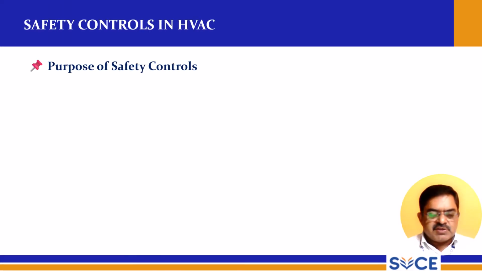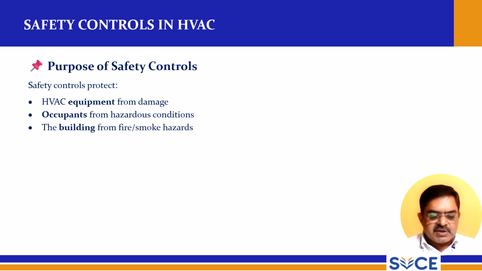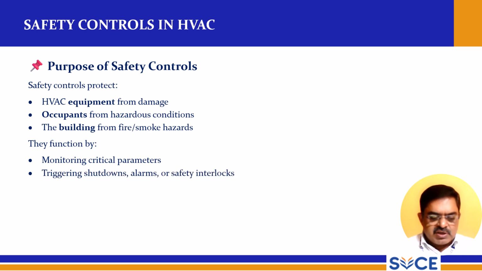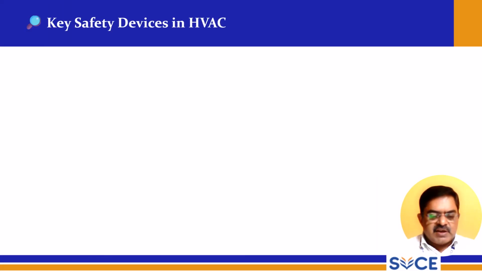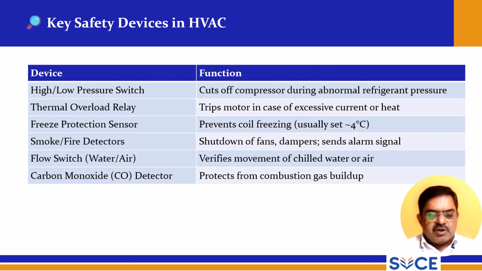Safety controls in HVAC system. Purpose of safety controls: safety controls protect HVAC equipment from damage, occupants from hazardous conditions, and the building from fire and smoke hazards. They function by monitoring critical parameters, triggering shutdowns, alarms, or safety interlocks. Key safety devices in HVAC systems are high low pressure switch, thermal overload relay, freeze protection sensor, smoke fire detectors, flow switch, which can be water or air, and carbon monoxide detector.